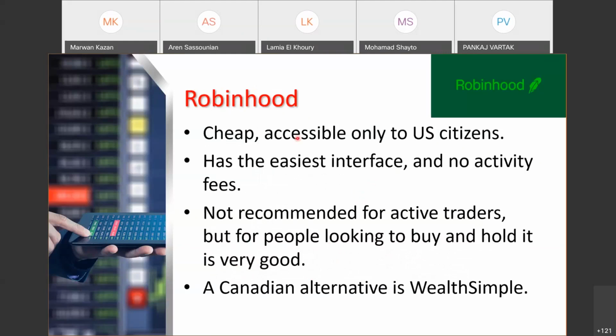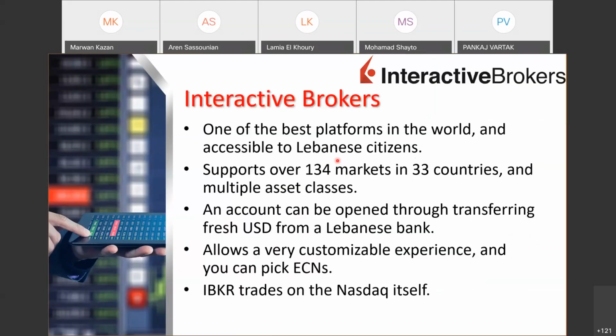Robinhood is very cheap. It's accessible only to US citizens, so if anyone has a US green card or citizenship, they're free to open up Robinhood. It's very easy to use. It has no inactivity fees. Interactive Brokers charges you $20 if you don't do trades for a month. It's just a maintenance fee.